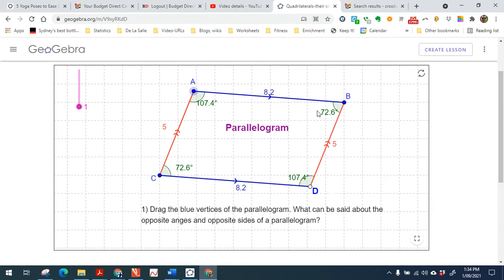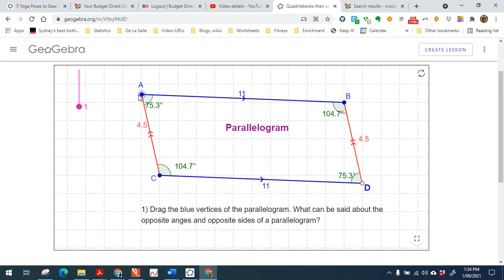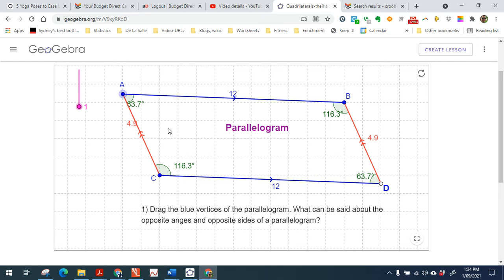Well, you see here I've got 72.6 and 72.6. They're the opposite angles, aren't they? And see here 107.4, 107.4, they're opposite angles too. So we can see that the opposite angles are equal, and this pair of opposite angles are equal too. And no matter how I change my parallelogram, that is always true.